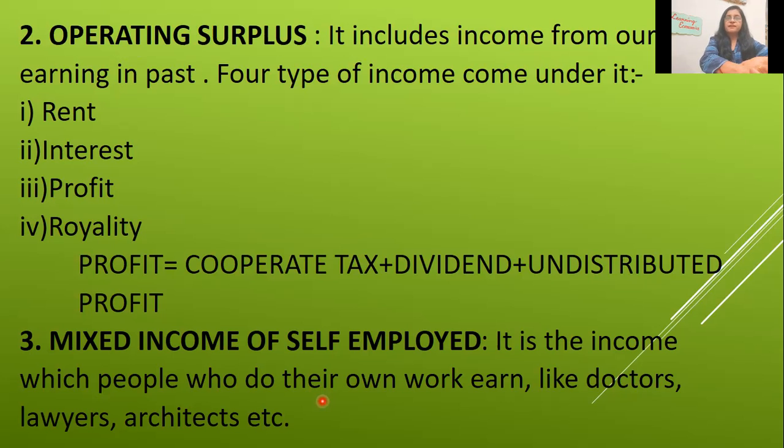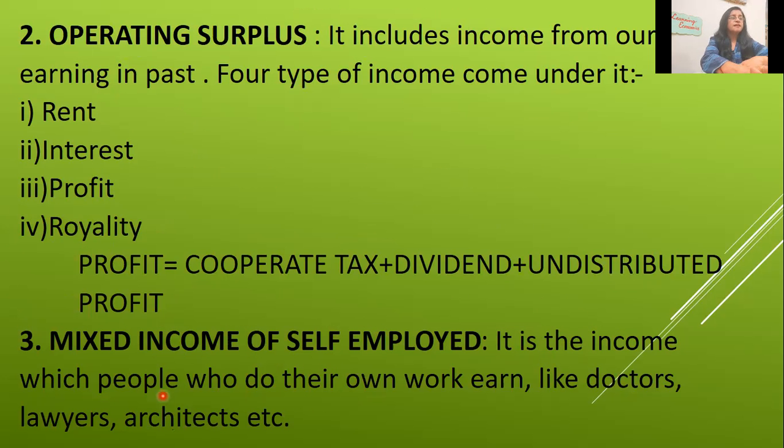So we have three types of income. Compensation of employees: in compensation of employees, we have three types of income: compensation in cash, compensation in kind, and social security scheme. Then we have operating surplus. In operating surplus, we have four types of income: rent, interest, profit, and royalty. And mixed income of self-employed, you already know, is from those people who are doing their own work, charging some fees or some money, and getting income.